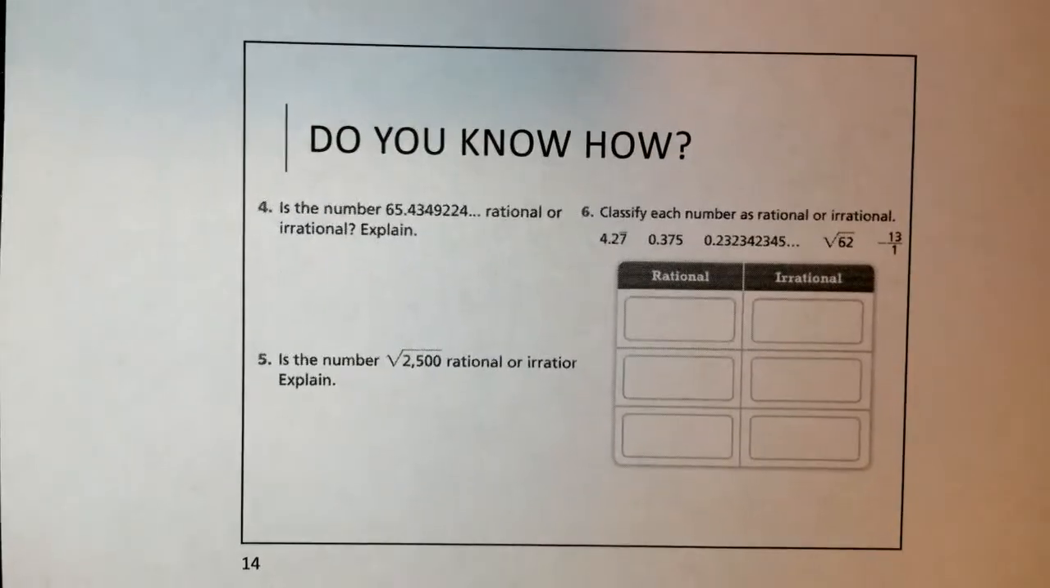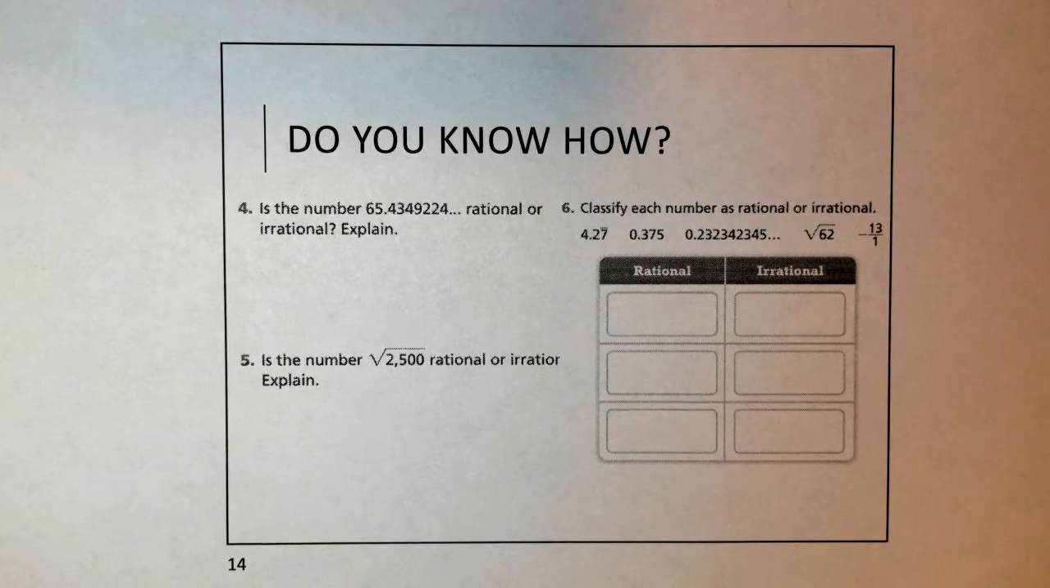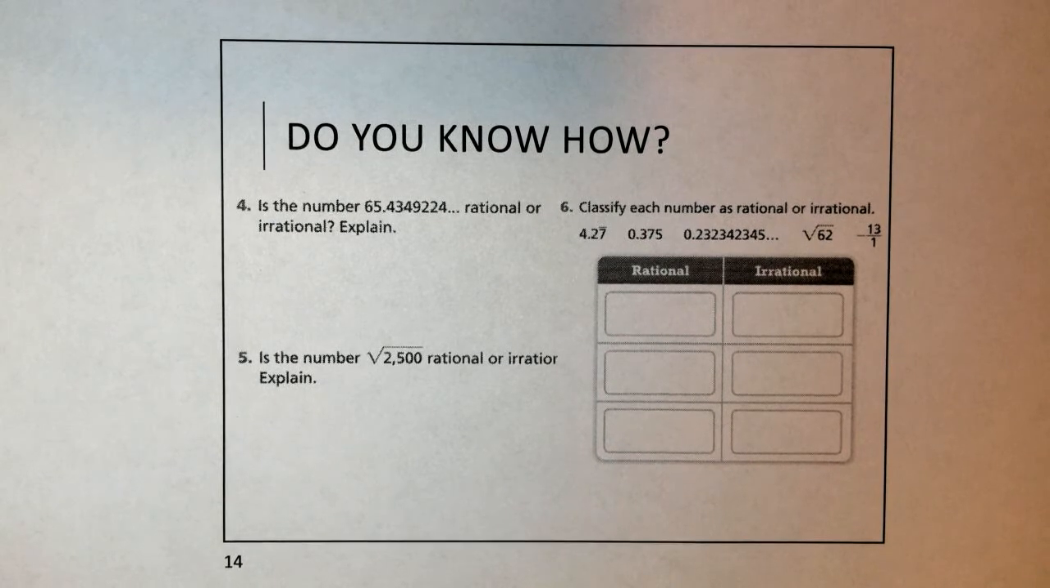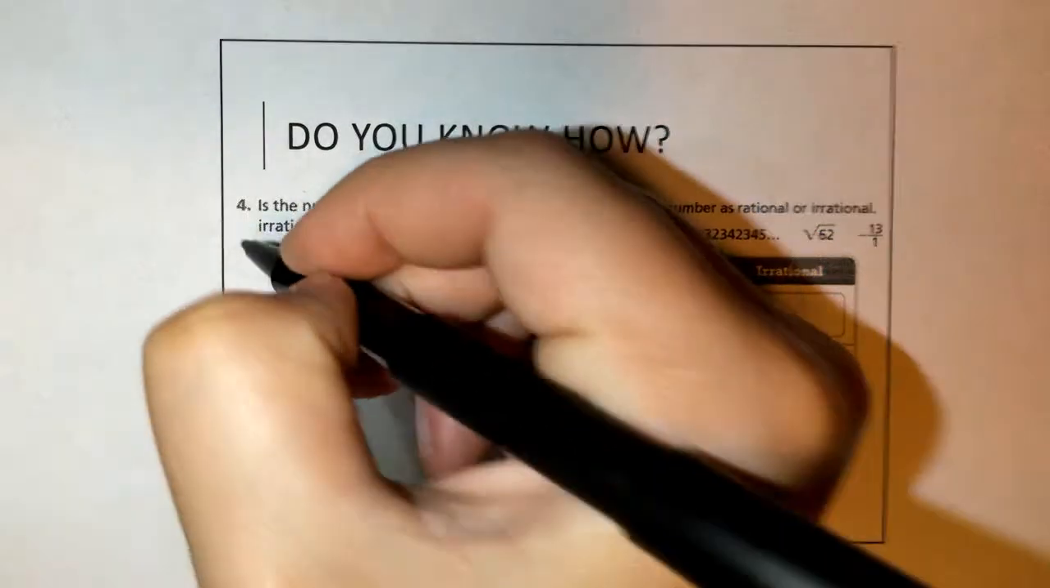Now, underneath the key concept, there are some do you know how problems. Go ahead and do 4, 5, and 6. So pause the video and then resume the video when you are ready to check your answers. So do you know how 4, 5, and 6. So for number 4, is the number 65.43492224, and then those 3 dots means it keeps going, rational or irrational. So here, this number is going to be irrational.